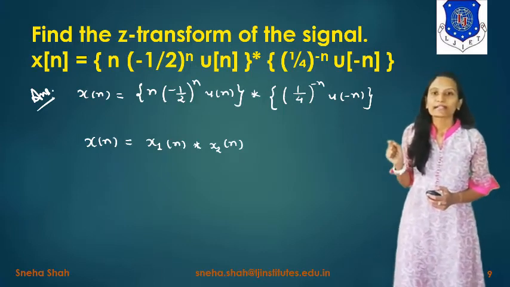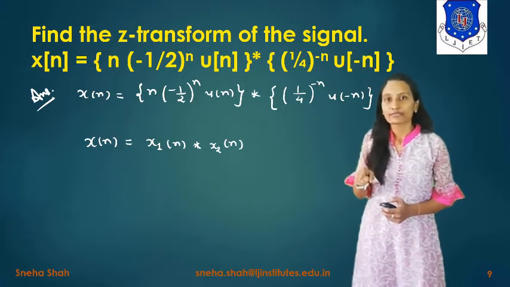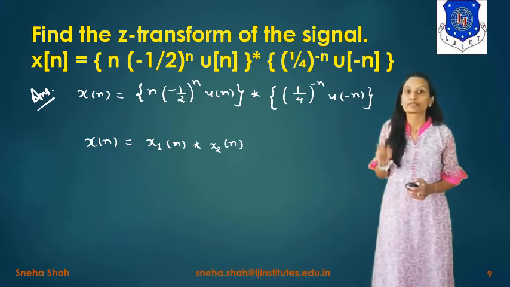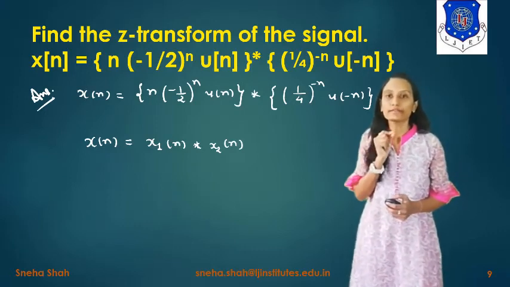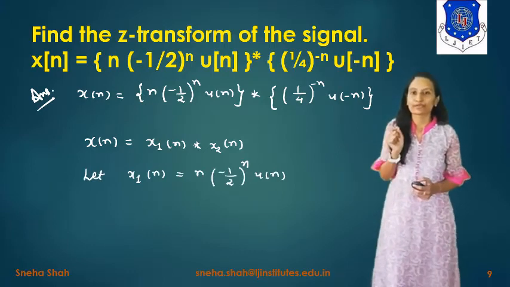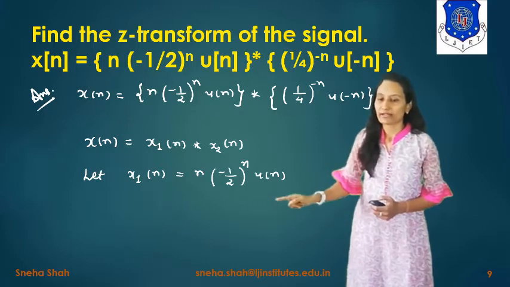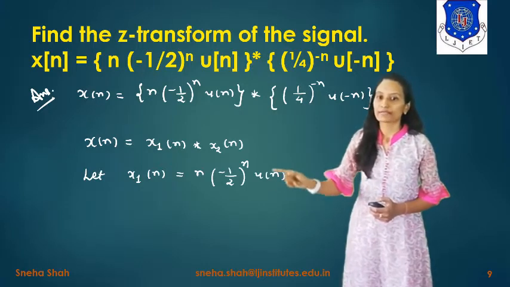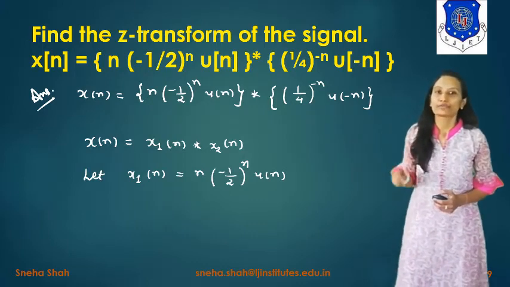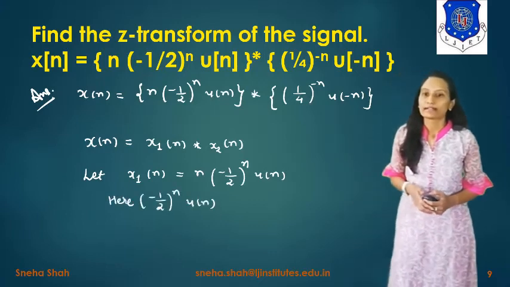As you know, by the convolution property, the Z transform of x1[n] convolved with x2[n] will be X(z) equals X1(z) into X2(z). So for that we have to find X1(z) and X2(z). First of all we will let the first term be x1[n] equals n(-1/2)^n u[n], and the second term we will consider as x2[n]. Now we have to find the Z transform of this particular term.